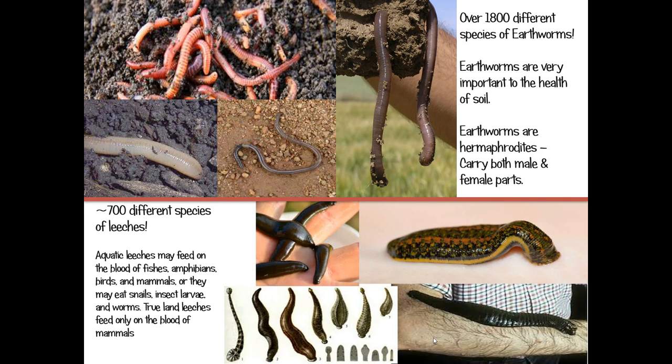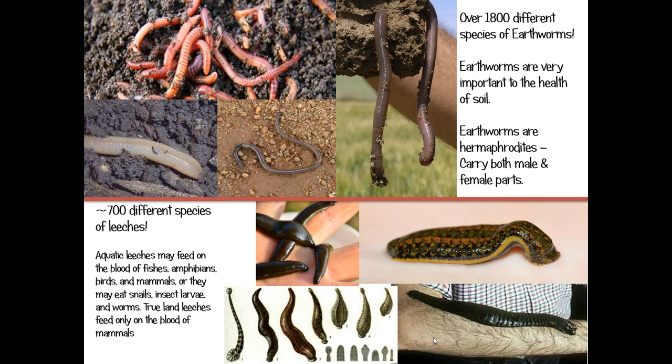Leeches, there's over 700 different species of leeches. Majority of them are considered parasites. So what they do is they feed off of the blood of warm-blooded animals. So they also can feed off the blood of fishes and amphibians too. So they latch on and they feed from the blood.